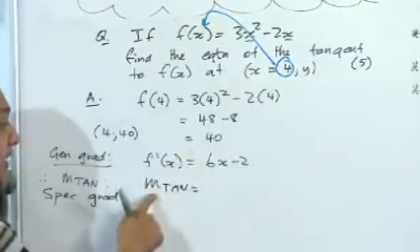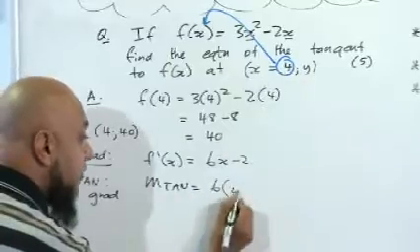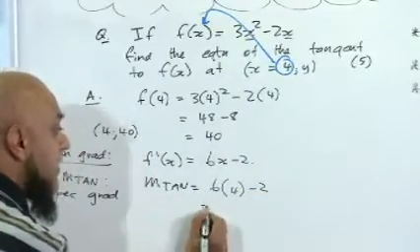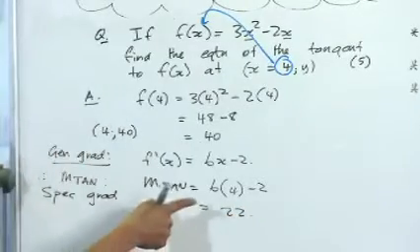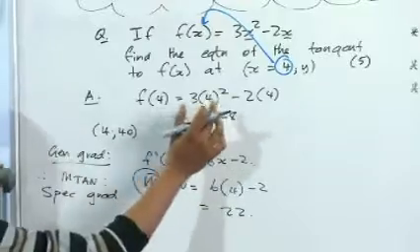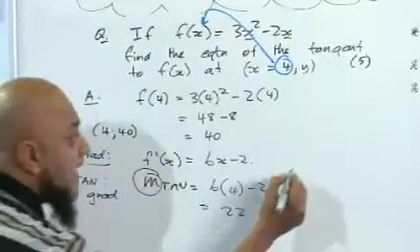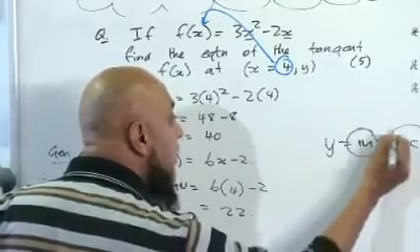Doesn't make a difference. So the gradient of your tangent is going to be 6 into 4 minus 2. 6 times 4 is 24, 24 minus 2 is 22. So now we've got the m value. We now need to get the c. Remember, from y is equal to mx plus c, we now have the m value. We now need the c.